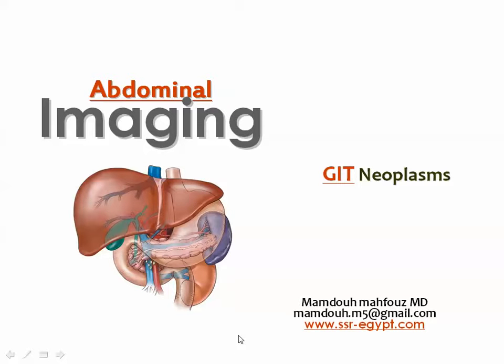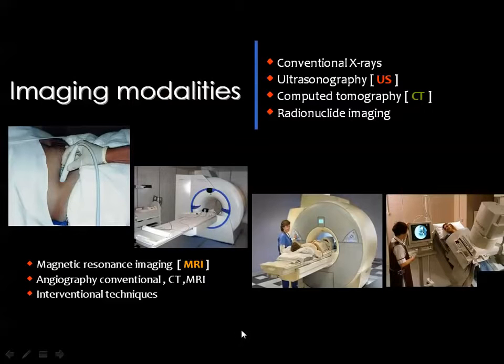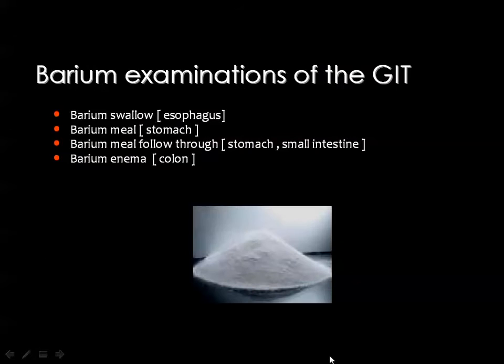You all know that we have a lot of imaging modalities to deal with the gastrointestinal tract, starting from the plain X-ray and the old-fashioned barium studies, as well as the ultrasound, the CT, and the MRI. And you know that the use of barium has now declined extensively. Its use is no longer one of the ways to diagnose gastrointestinal tract pathology, but sometimes we need the help of this technique.